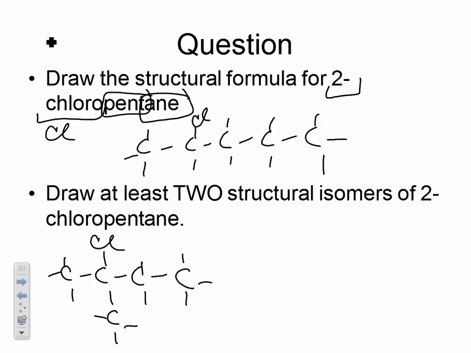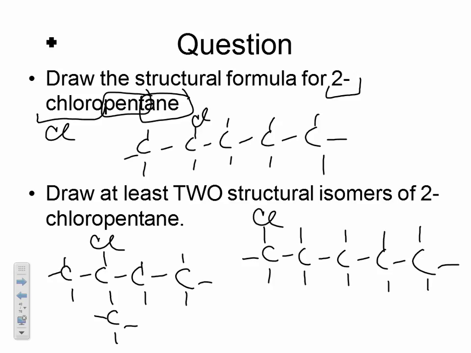Another way that I could approach this is I could keep the 5 carbons in a row: 1, 2, 3, 4, 5. But I want to change the bonding. I want to change the order in which they're connected. Well, I'm keeping the 5 carbons, which means I could instead alter the 2-chloro. I could change where the chlorine is. Because in 2-chloropentane, the chlorine is connected to the number 2 carbon. I could instead have it connected to the number 1. I've changed the bonding. I've altered where the chlorine is bonded to the carbon chain. And that counts as an isomer as well.